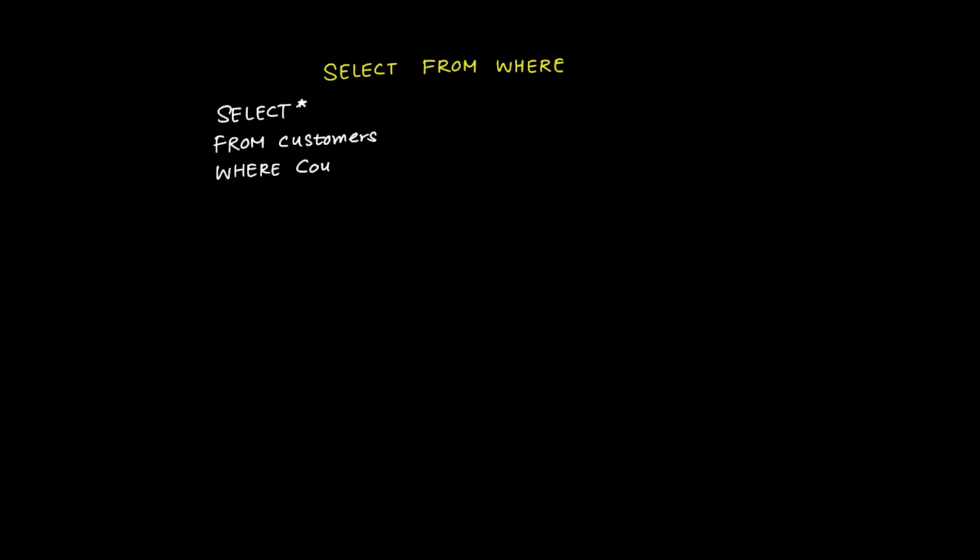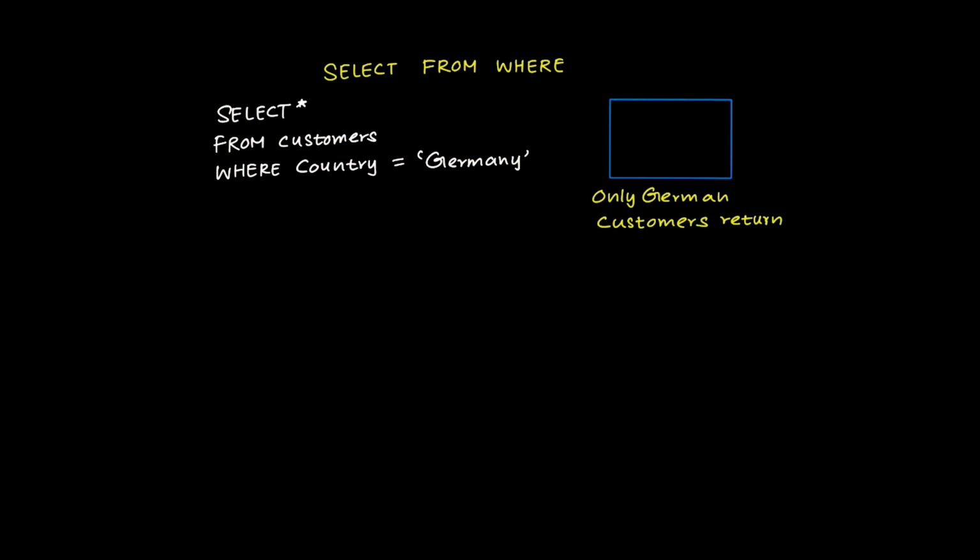Select chooses the columns you want. From tells SQL which table to pull from. Where filters the results. In this case, where country equals Germany. That's the standard retrieval with filter pattern.